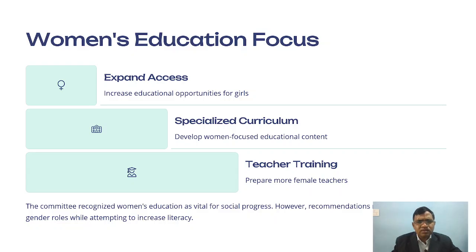Then women's education focus. So they expanded the opportunity for girls in institutions. Then specialized curriculum. So they focus mainly on women-focused education content. Then they prepare more female teachers. The committee recognized women's education as vital for social progress. However, the recommendations maintained the traditional gender roles while attempting to increase literacy.